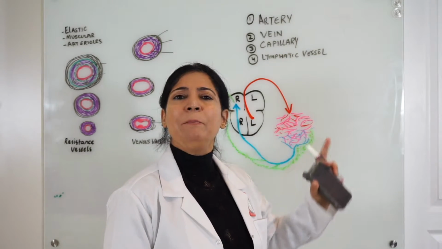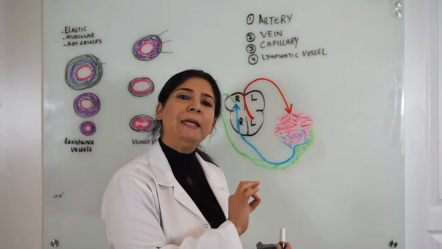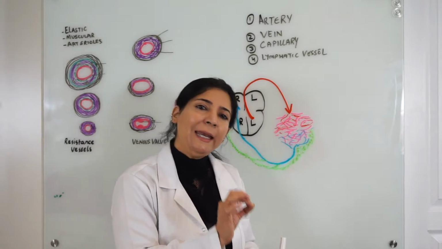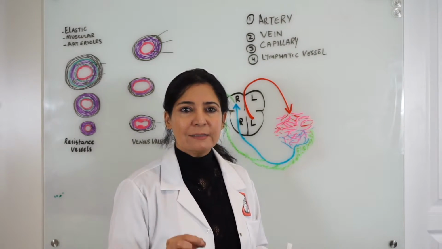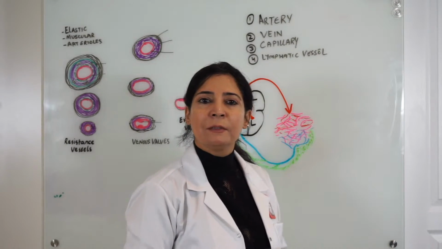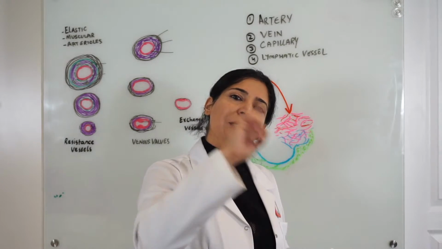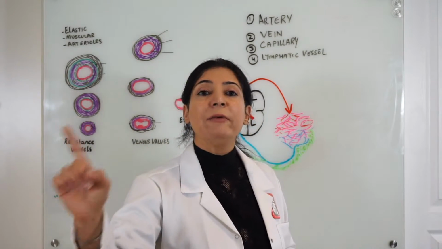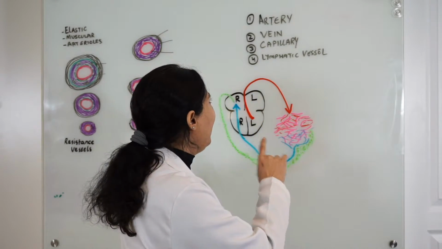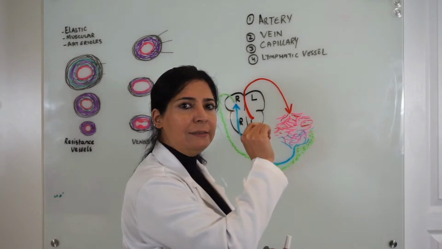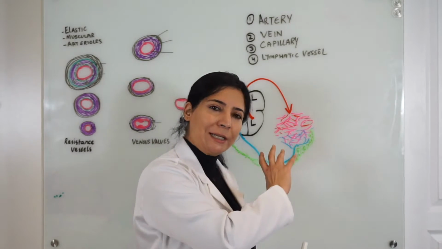Okay, one type of vessel which is emerging from the heart, it is responsible for carrying the blood away from the heart. And by definition, that vessel is known as an artery. So the artery is a vessel or a pipe which is emerging from the heart, carrying blood away from the heart towards the body.